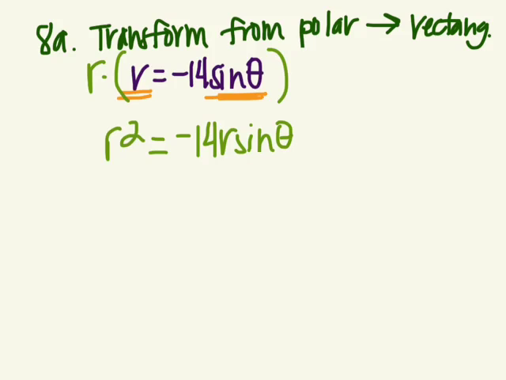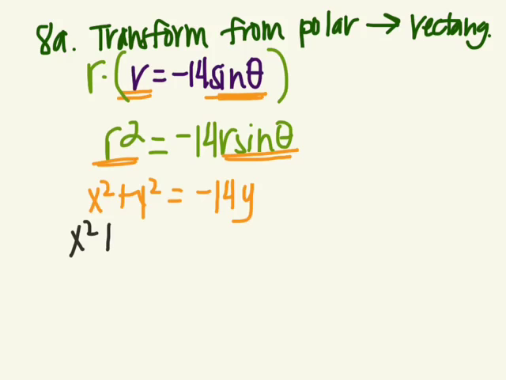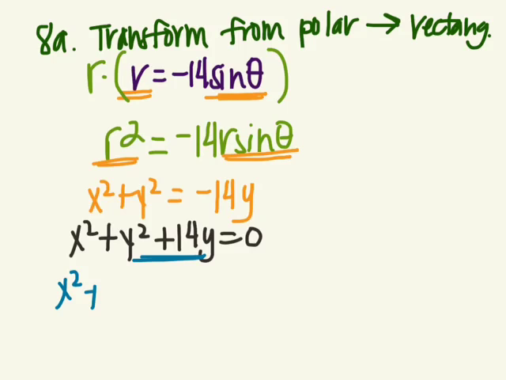From here we can use substitution. r squared you can replace with x squared plus y squared, and then r sine theta we can replace with y. Now we're supposed to write this in standard form, so that means get everything to one side first. So x squared plus y squared plus 14y is equal to 0. And then we're going to have to complete the square on the y term so that we know what the coordinate for the center is. We don't have to complete the square on the x squared term because there's no single x to the first term to go with it.